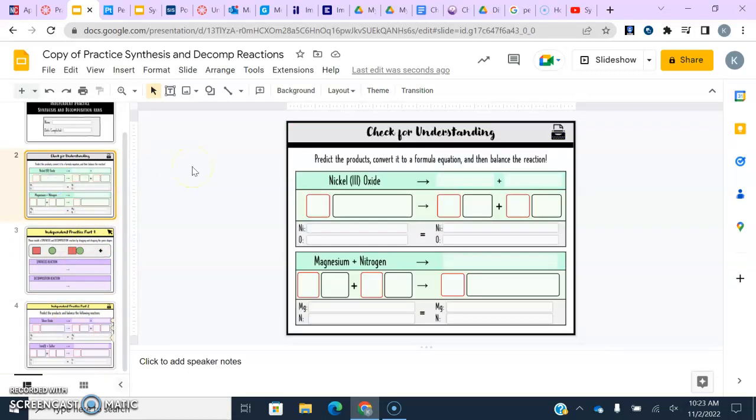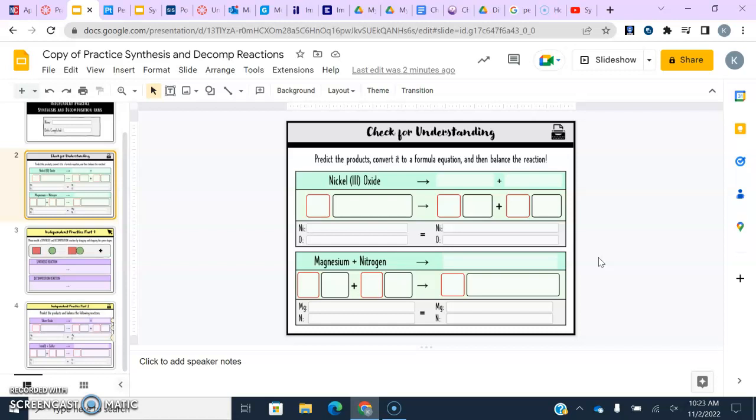Okay, so we've come to the point in this class where you guys have a lot of knowledge that is going to be applied here in these examples. You have knowledge of naming ionic and covalent compounds. You have knowledge of finding the formulas of ionic and covalent compounds, and then also you have knowledge of balancing chemical reactions, and we're going to have to do all of that here. Okay, so here we have our two chemical reactions that we have to figure out. One is synthesis and one is decomp.